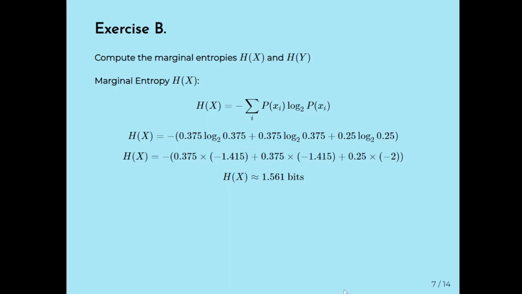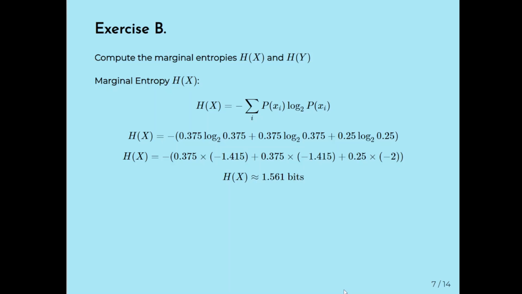For x equals c, the probability is 0.25. So we calculate 0.25 times the logarithm of 0.25 to the base 2. That is 0.25 times minus 2.